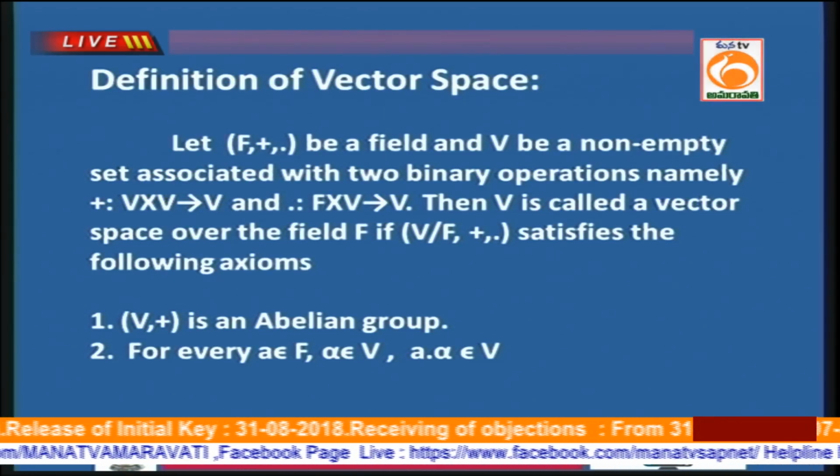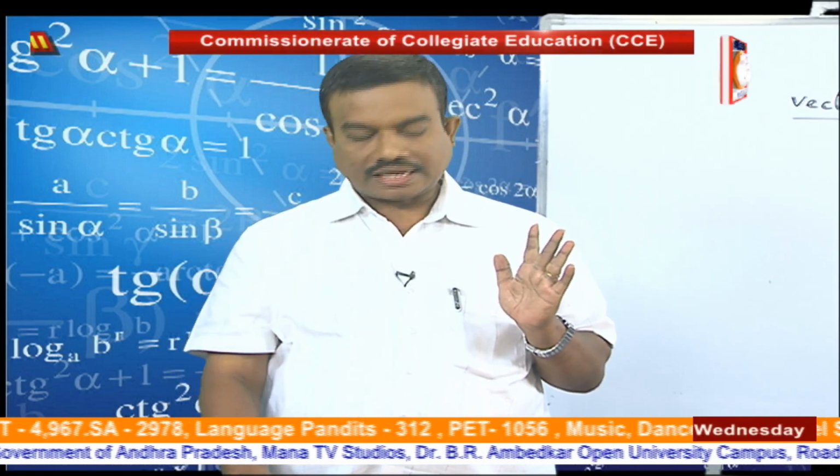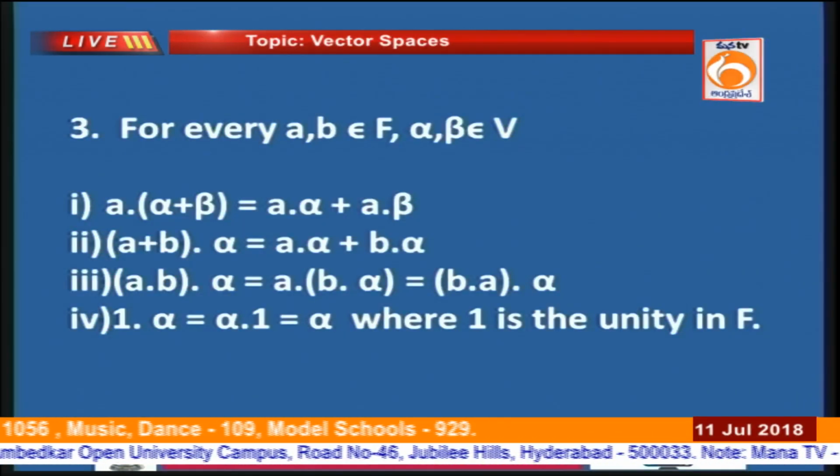So, first one is the closure, second one is associativity, third one is identity axiom, fourth one is the inverse axiom, and fifth one is abelian property. So, the first axiom itself involves 5 sub axioms, and second one is as it is. The third one you can see, third itself involves 4 conditions.